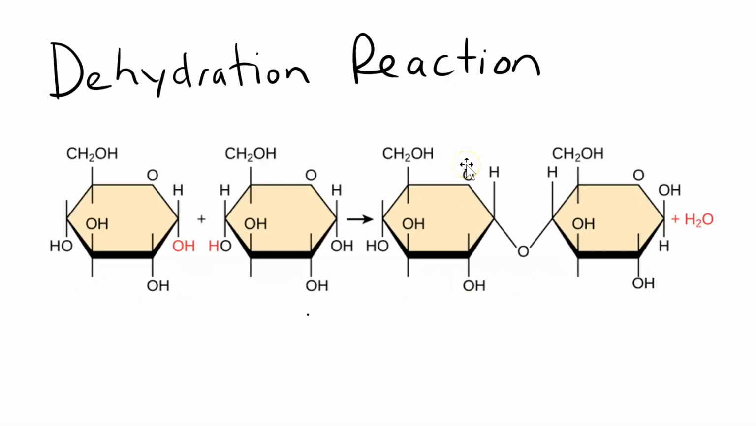In a dehydration reaction, you can bring together monomers through a covalent bond, resulting in the formation of a water molecule. So we're bringing these two monomers together, and basically you remove the hydroxyl group here and the hydrogen here, producing a bond, but also producing a water molecule. This process can repeat to make large polymers.